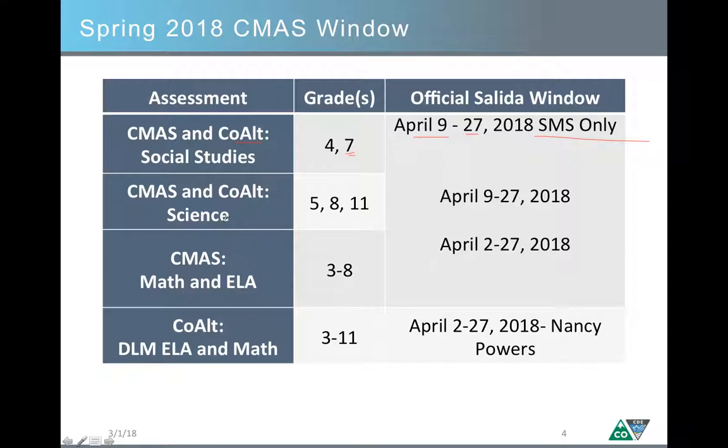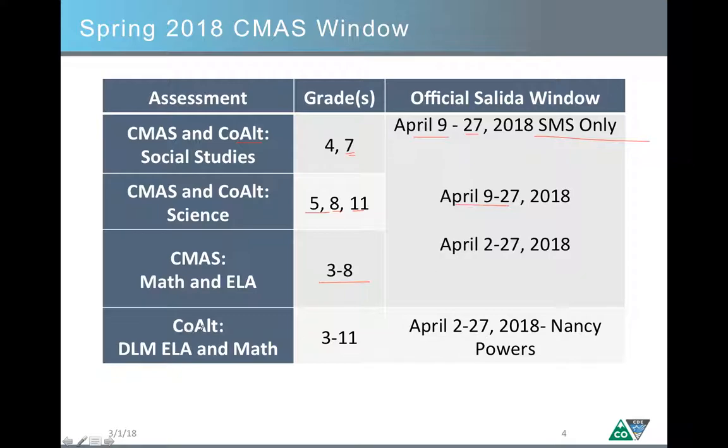For science, we also have CMAS and COALT, and all students in grade 5, 8, and 11 will take that assessment. The windows are the same as social studies, April 9th through the 27th. Then we have CMAS Math and ELA, and this year is new. It will only be given in grades 3 through 8. 9th and 10th will now be taking the PSAT.